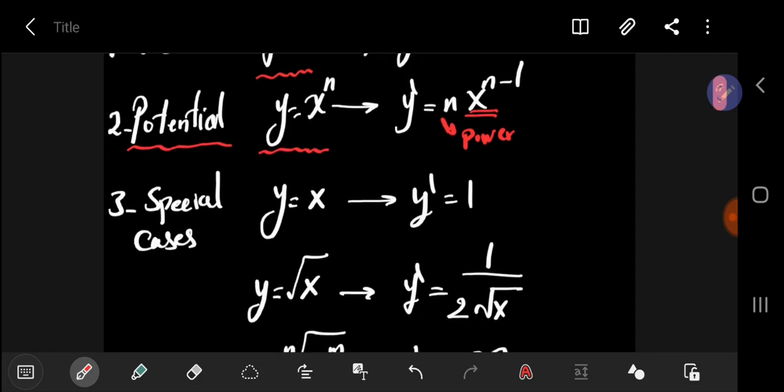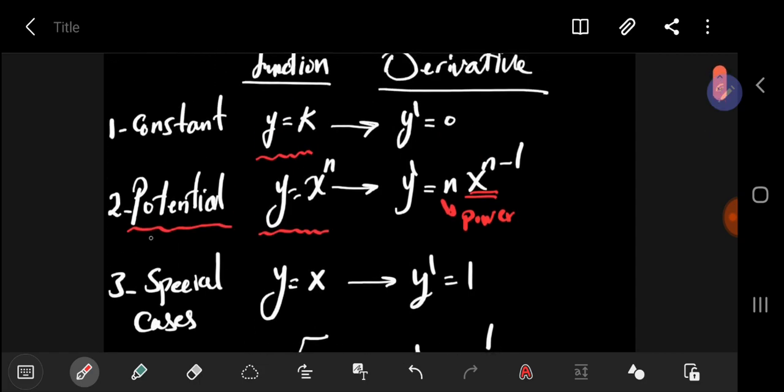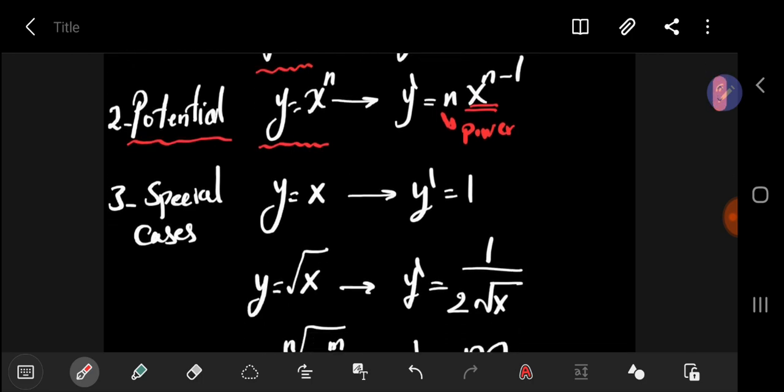So the second rule is the potential case. If I have a variable to any power, the derivative of this function is the power multiplied by the variable to the same power minus 1, always the same power minus 1. So the third case: we have special cases.